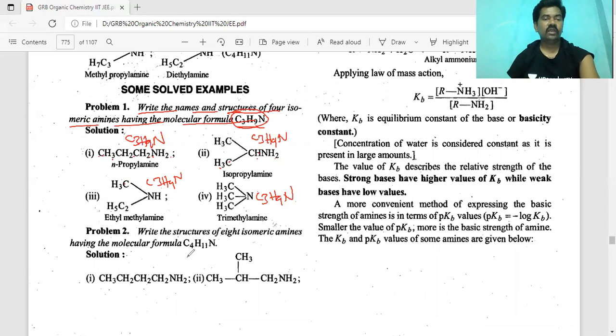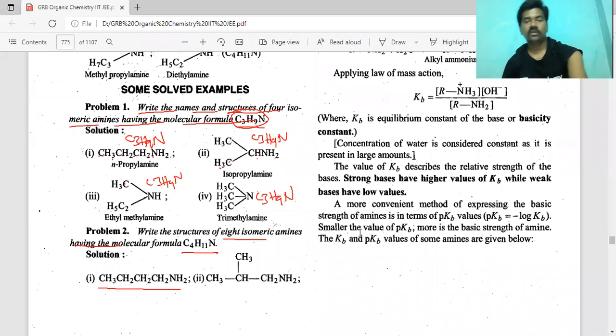Okay, next one: write the structures of 8 isomeric amines having the molecular formula C4H11N. 8 isomeric structures, isomeric amines. First, the common step for every isomer is simply writing the carbon chain without branching. That is the common one. Then next you should substitute one methyl group at different carbon atoms. By substituting like that, we can make different structures.